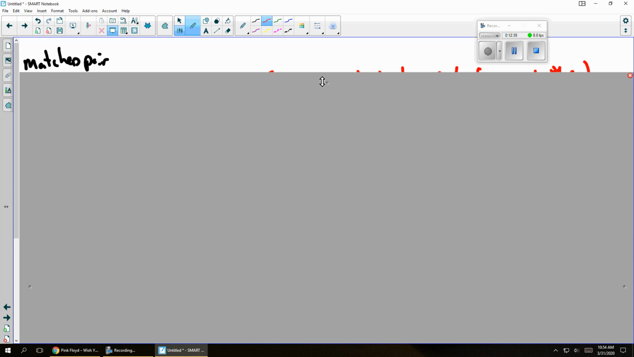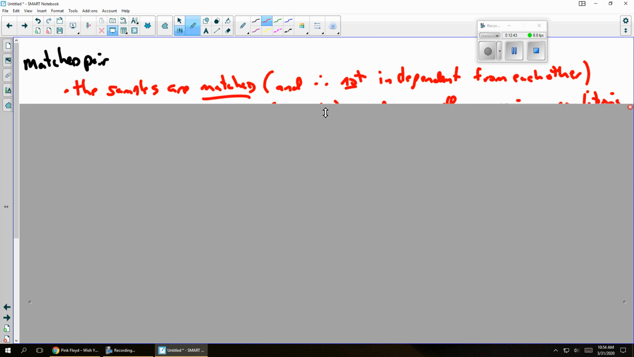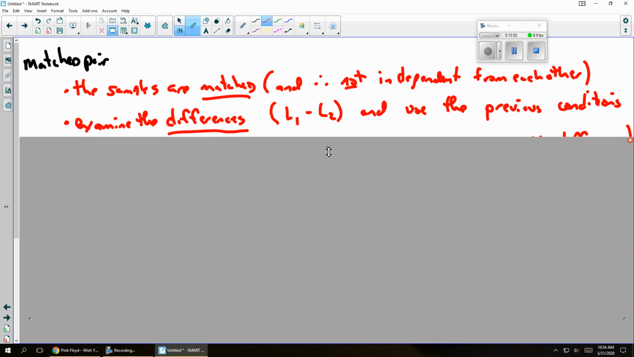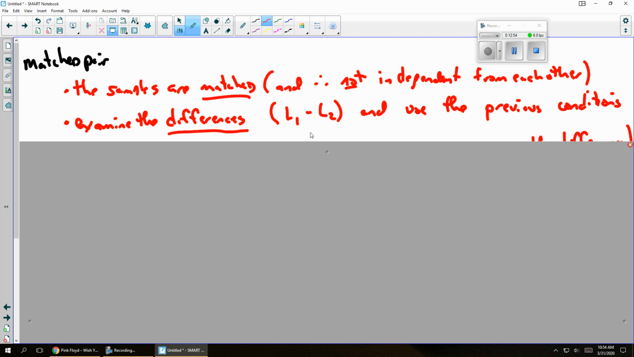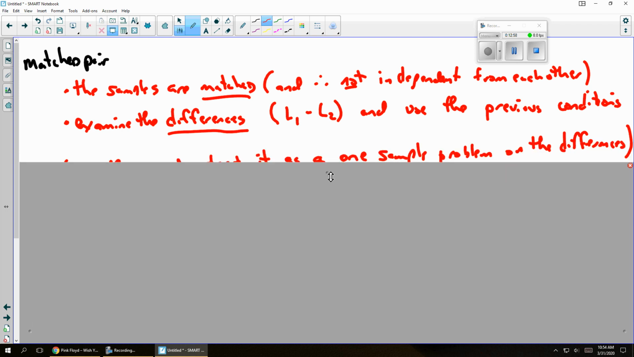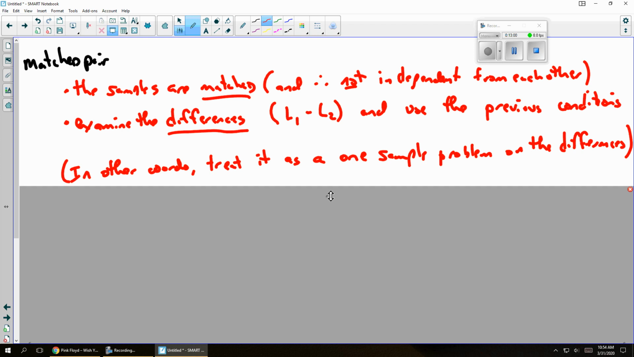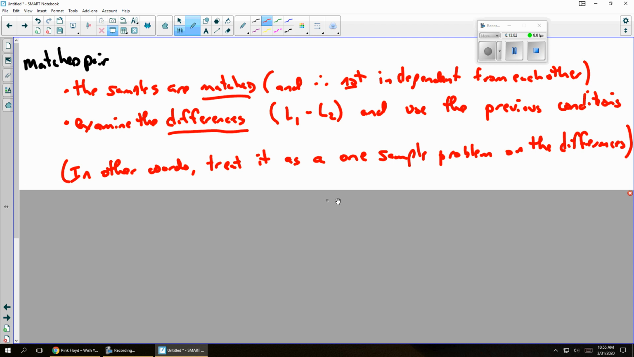And basically what I want to do in a matched pairs problem is I'll consider this when my samples are matched, and therefore they're not independent from each other. And what I'm going to do is subtract those two numbers and find the difference, usually like L1 minus L2. And then I'll use the previous conditions from what we talked about earlier. In other words, I'm going to treat this as a one sample problem on the differences.